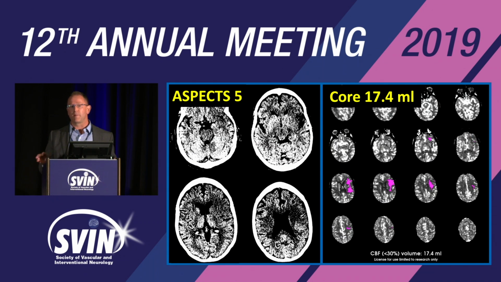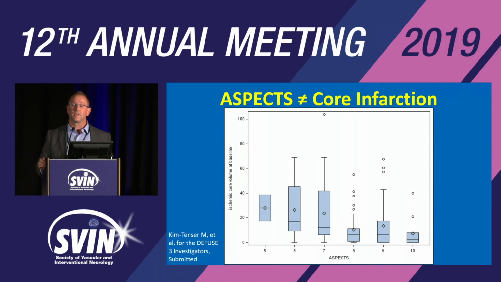Usually people think about perfusion going the other way, but sometimes the opposite can be the problem, and ASPECTS can inadvertently exclude a treatment candidate who is appropriate. It's important that we don't confuse the two methodologies. When we looked at the DEFUSE 3 trial, this is data that's been submitted, ASPECTS and core behave very well if you have a favorable ASPECTS.